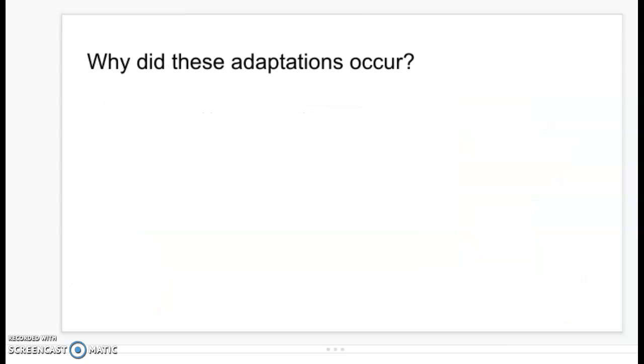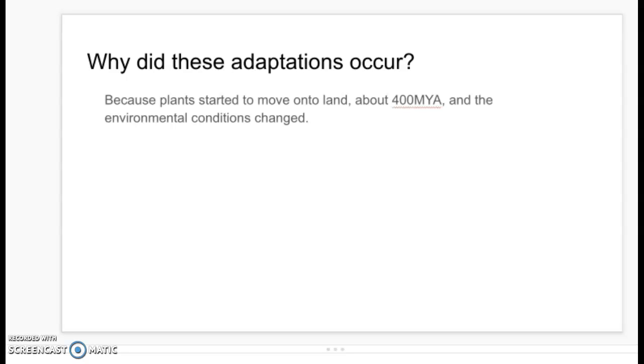Why did these adaptations occur? Plants started to move into land about 400 million years ago, and the environmental conditions were so different that these adaptations occurred so that the plants could survive on land.